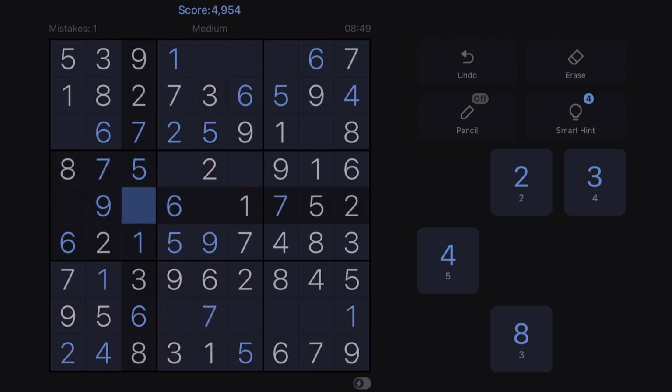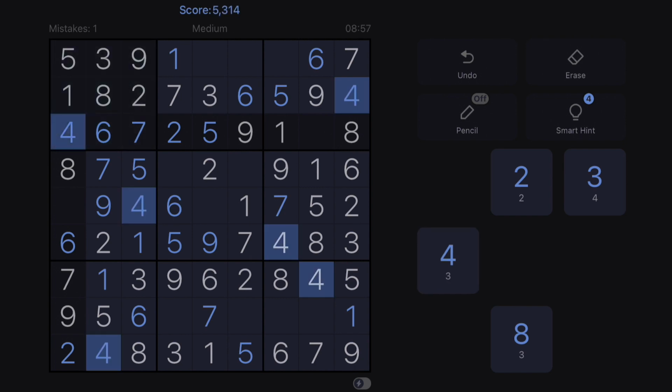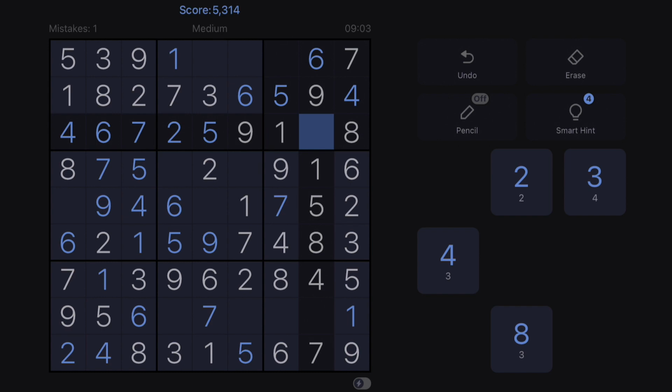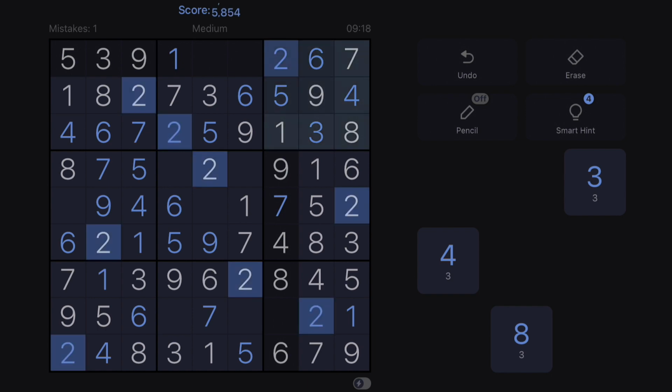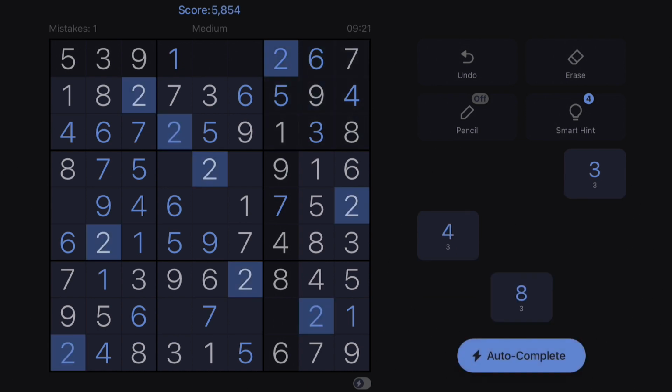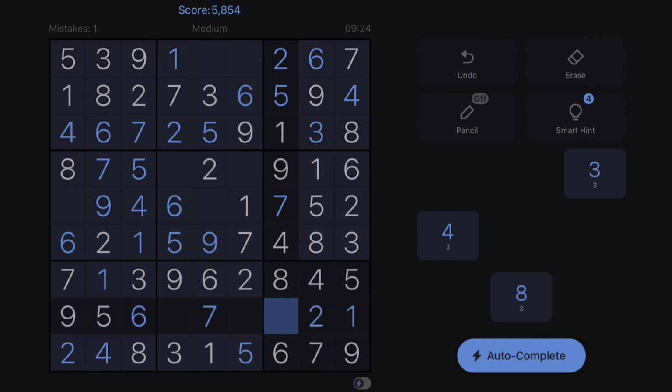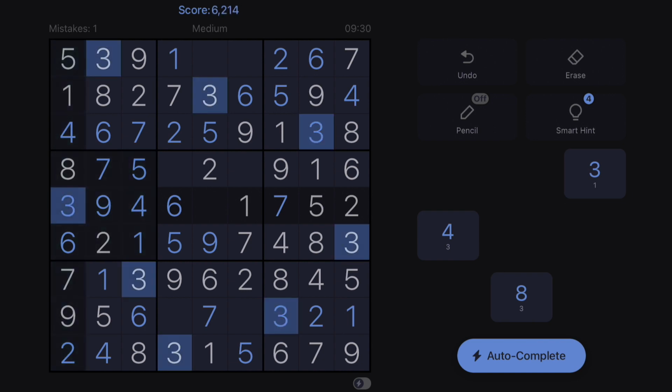An easy picking here, which is our 4. We have an easy picking here, which is our 4. We have an easy picking here, which is our 3. Crazy. We have an easy picking here, and that's our 2. And we have an easy picking here, which is our 2. We have an easy picking here, which is our 3. An easy picking here, again another 3.